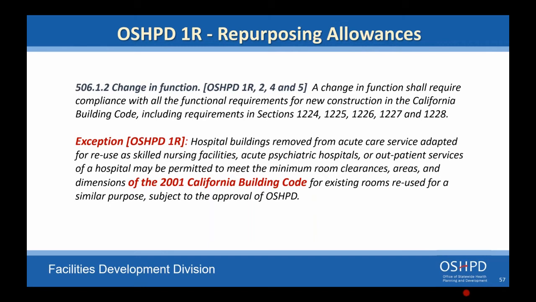Okay, we did add an exception for 1R buildings. My opinion, this exception probably is kind of redundant from what I just said. But basically, if you remove a hospital from acute care services, the room sizes are typically going to be smaller than what's currently required in the code. And now you're putting a skilled nursing facility or psychiatric unit, even outpatient services in that area. The room sizes can go to pre-2001 sizes for these new uses if they're considered a new use. So that's going to be a great benefit to the facilities to be able to repurpose these buildings.